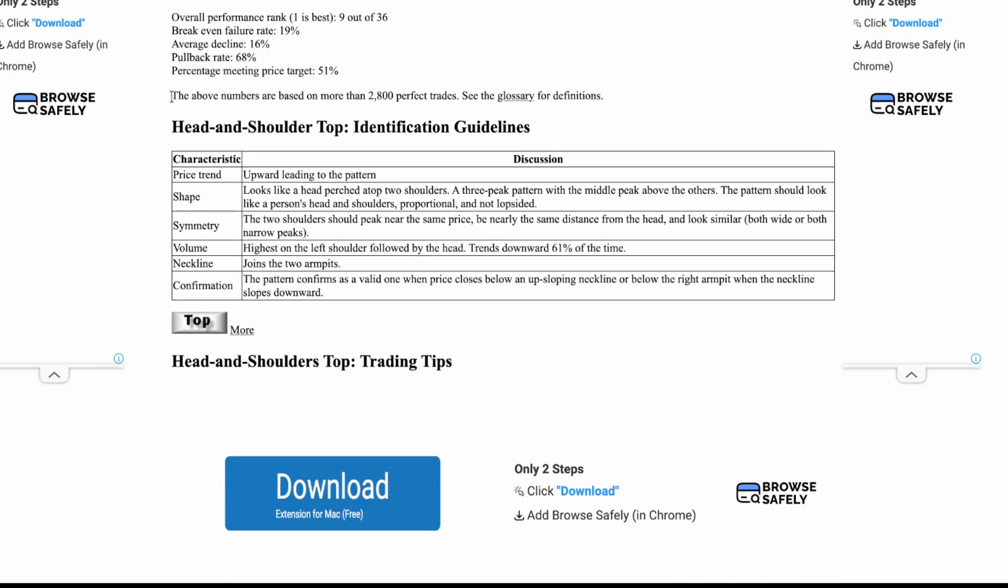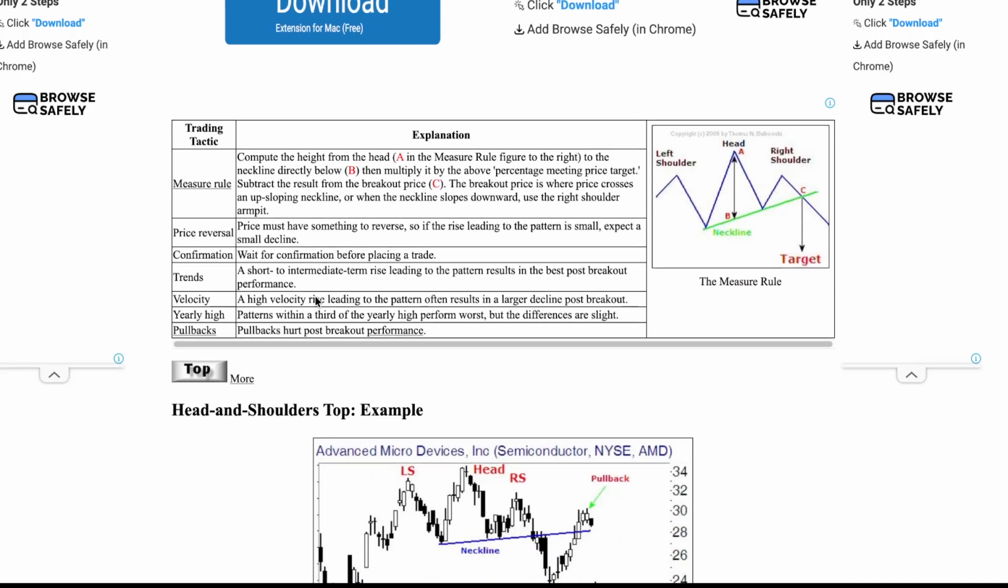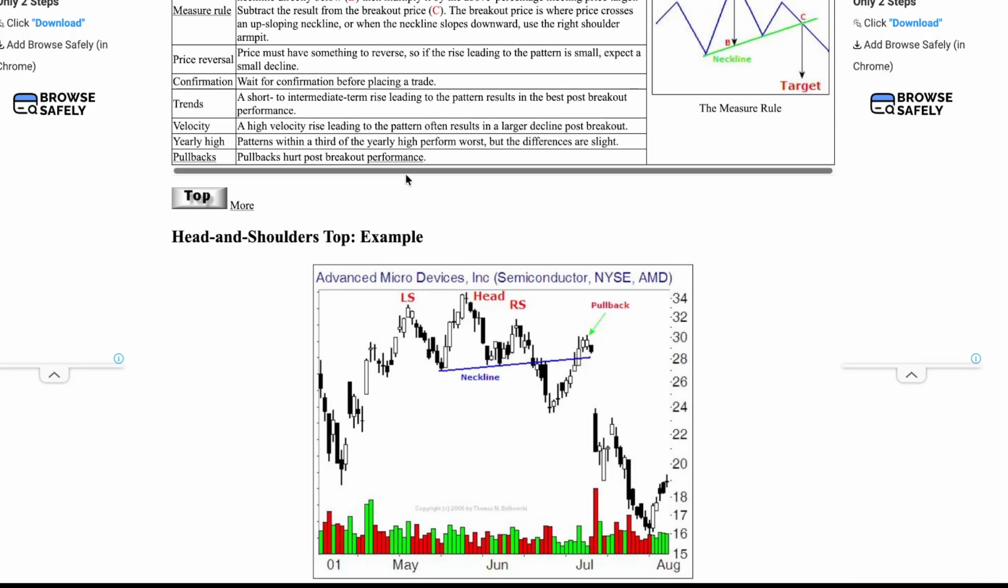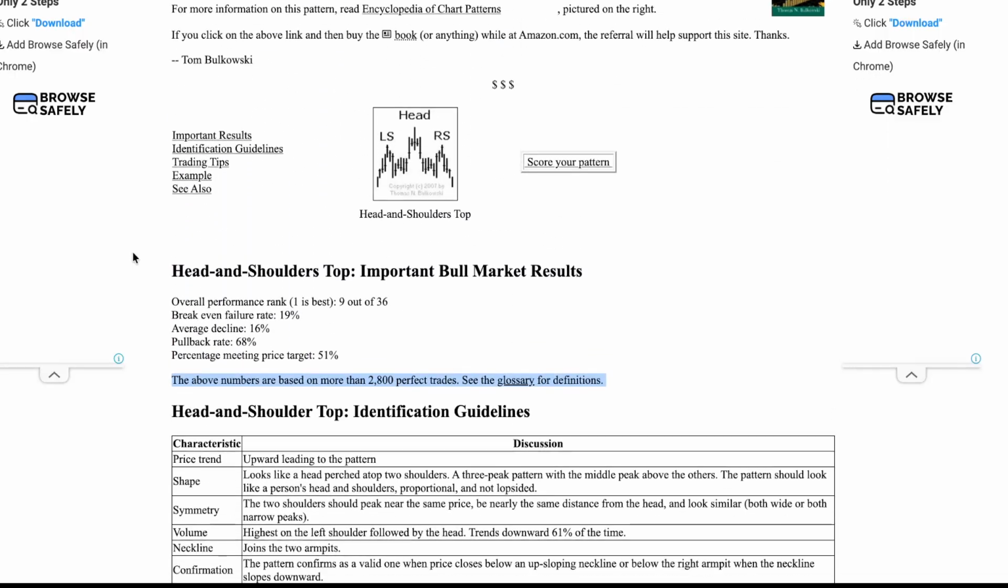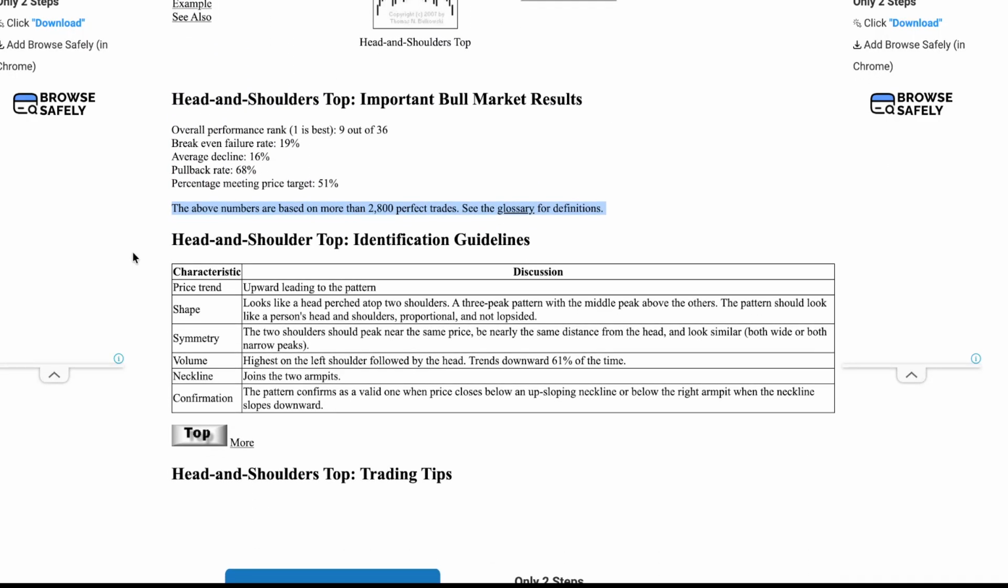Yeah. The above numbers are based on more than 2,800 perfect trades, meaning he just scoured charts trying to find this pattern over and over and over again. And over time, I don't know how much time he spent on this, but it must have been a lot, 2,800 examples of head and shoulders.